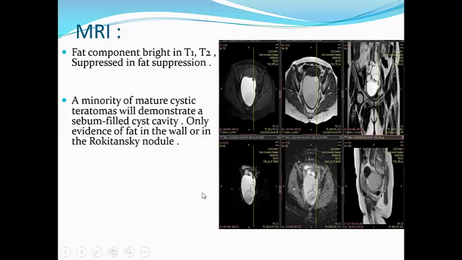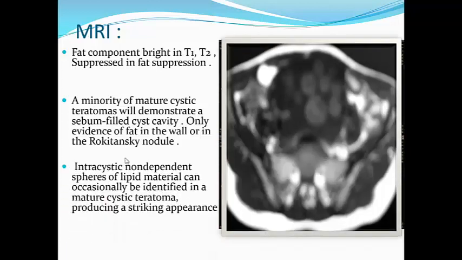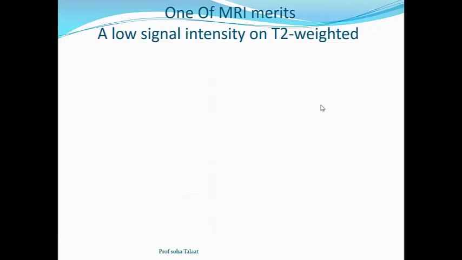Because in the mature cystic teratoma, we have a variety of tissues present. So only evidence of fat in the wall or in the Rokitansky nodule, it is also mature cystic teratoma. Intracystic non-dependent spheres of lipid material can occasionally be identified in a mature cystic teratoma, producing this striking appearance. So this is again mature cystic teratoma.